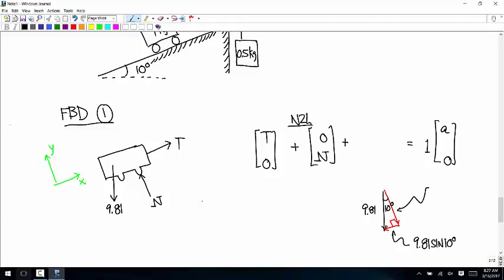And this vector has a magnitude of 9.81 times the cosine of 10. And so the force vector has, and now look at the directions. These have to be the directions in order for those two red vectors to add up to the black vector. Okay.